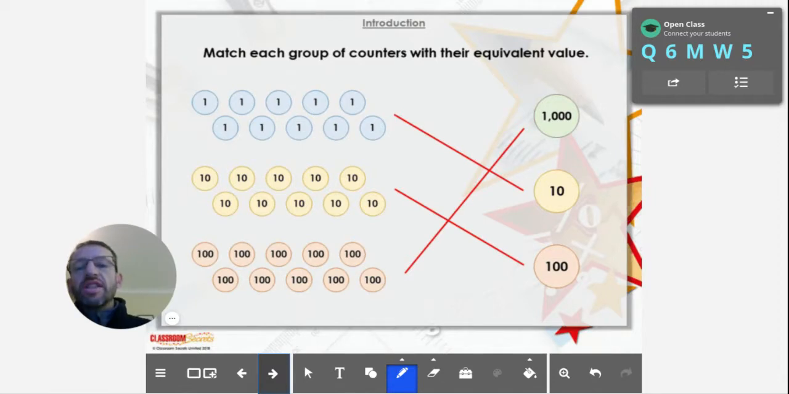So the ones discs, if we count them up, there are 10 of them. 5, 6, 7, 8, 9, 10. 10 ones make 10, and so on. 10 hundreds make 1,000, and 10 tens make 100.